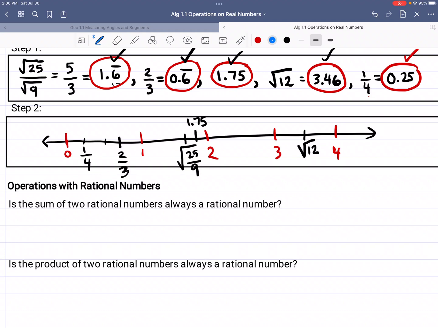Welcome back to section 1.1, operations on real numbers. Today we're going to talk about rational numbers, operations with rational numbers and with irrational numbers. But what is a rational number? Sometimes it's best to just have examples to explain.